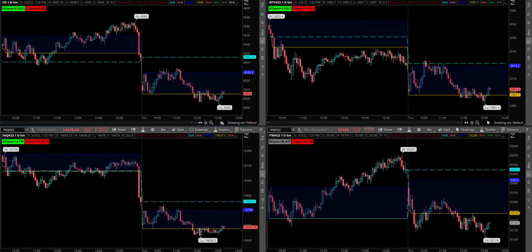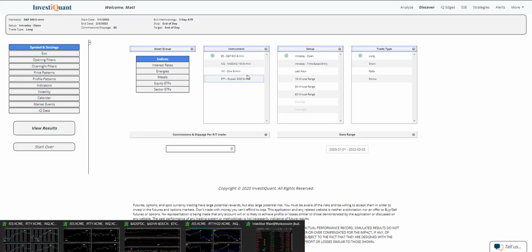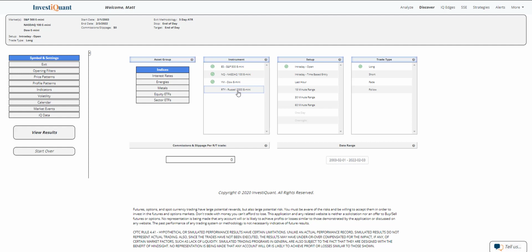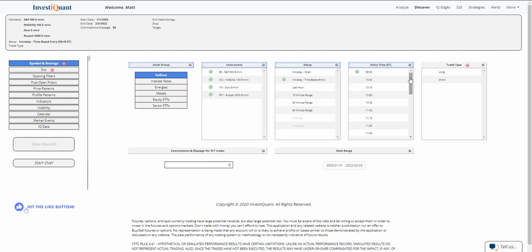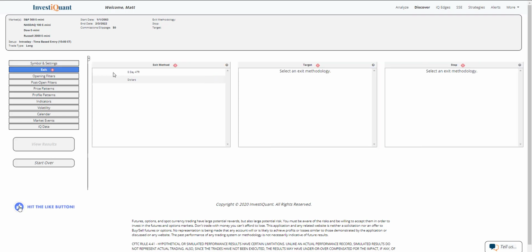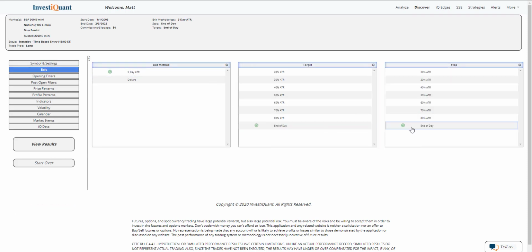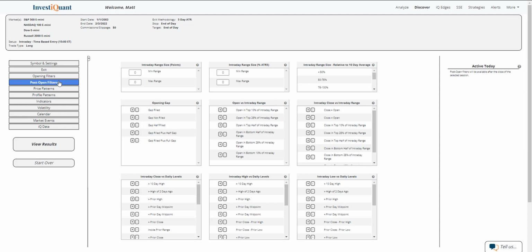But what we're going to look at this afternoon is what has happened historically when you are trading below the prior day close on the afternoon ahead of the non-farm payrolls report. So let me go ahead and get this set up. I'm going to grab all four instruments. We're going to use a time-based entry that will get long at 3 p.m. Eastern Time. It'll exit at the close of regular trading hours. And we are going to be looking at what has happened when you are trading below the prior day close.